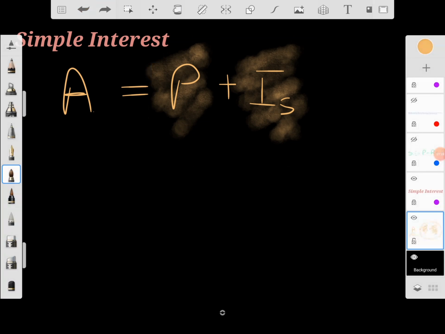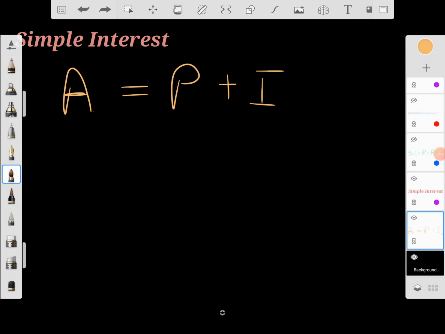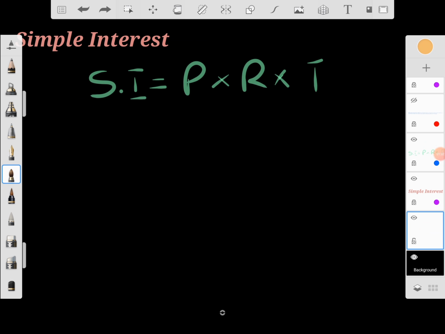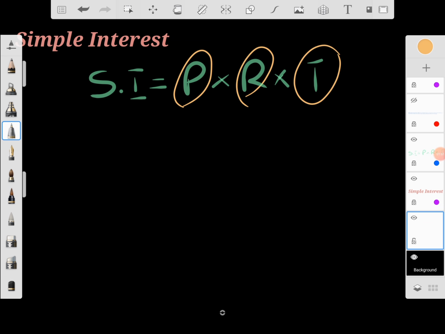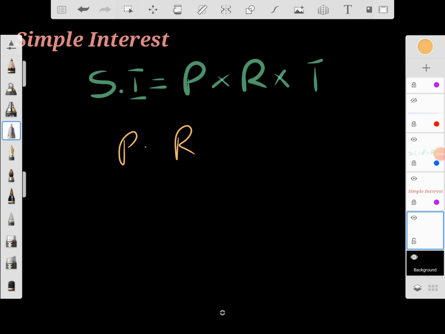Now let me introduce to you the formula for simple interest, and that will be SI. I could call it IS also. So SI is equal to P into R into T. Now P is principal, R is rate of interest, T is of course time. You would know that. Now some people, or in the textbook also, you will see it is written as P into R into T by 100.